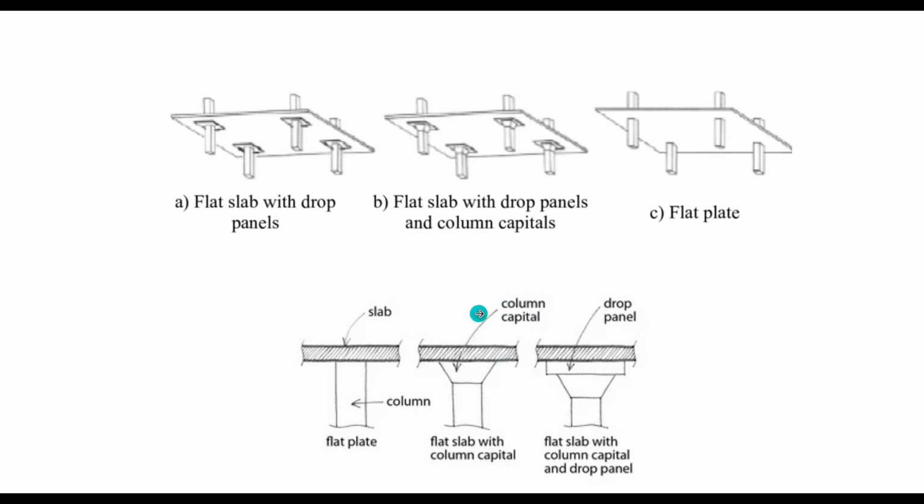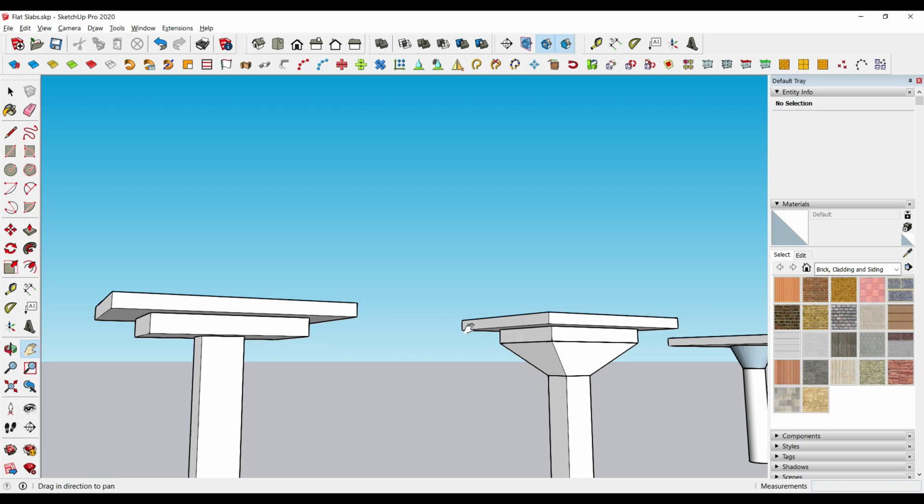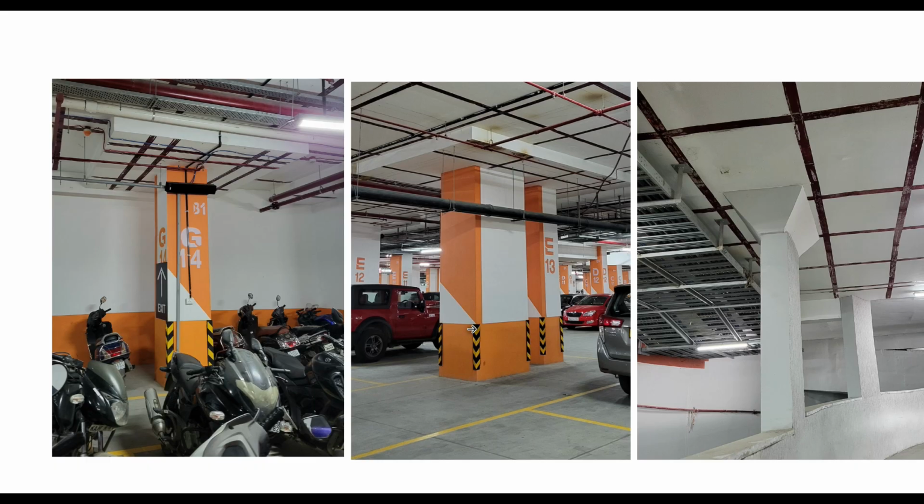And if there is not enough space, what we end up doing is just providing a column capital. If you see here, instead of doing the whole thing as a drop, they just remove the excess portion from this side and this side. That's why we get the column capital. So let me take you further and I will show you the photographs.